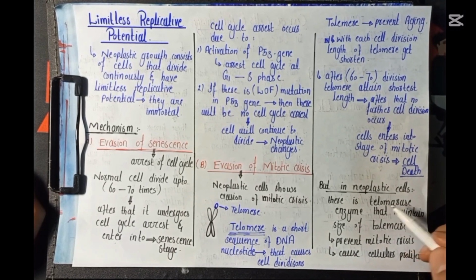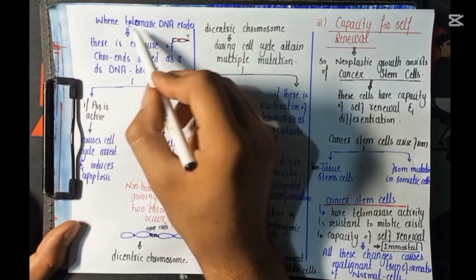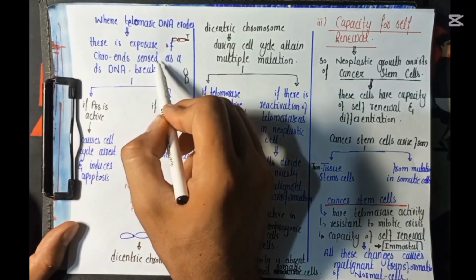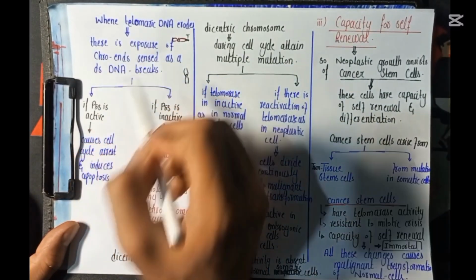But in the neoplastic cell, there is activation of an enzyme known as telomerase, and this enzyme maintains the size of the telomere and hence prevents the mitotic crisis. Similarly, if the size of the telomere is maintained, it causes rapid cell division and leads to cellular proliferation. Due to rapid cell division, when the telomeric DNA erodes, there is exposure of the chromosomal ends, which are sensed as double-stranded DNA breaks.